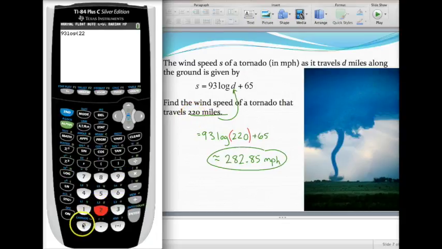Now, notice what my calculator did. It automatically opened up a parentheses when I typed in log. Now, you have to be very careful that since that plus 65 is not included in the logarithm, it's just being added at the end, make sure you close off your parentheses after the 220. Otherwise, you're going to get the wrong answer. So just be careful of that. That's the only way you could really screw this up, I think. So then add 65 to it, and there's where my answer came from, about 282 miles per hour.